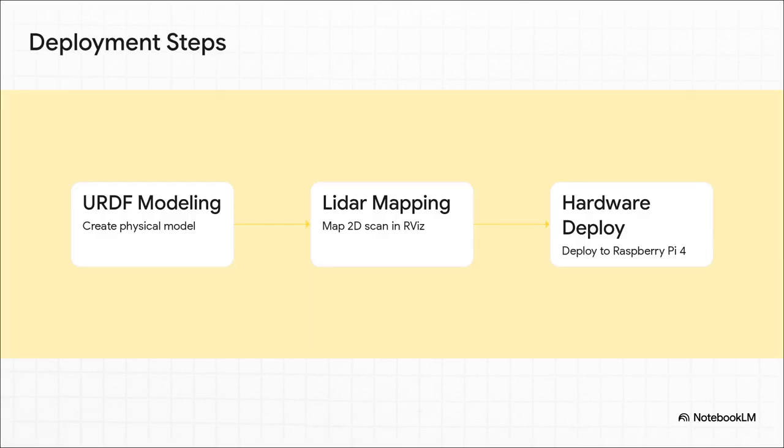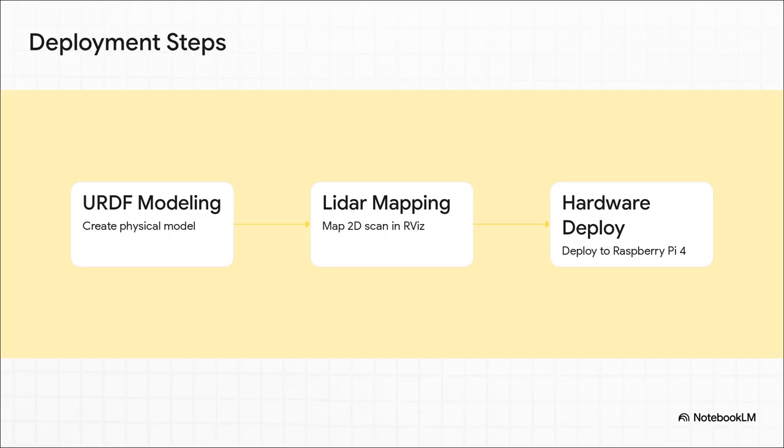Just think about how incredibly fast and seamless this deployment journey actually is when you use this framework. Okay, step one, you do your URDF physical modeling on your computer. You build that digital twin. Step two, you simulate the environment and map a 2D LiDAR scan right there using a visualization tool called RViz. You can literally see the virtual lasers mapping the digital room in real time.